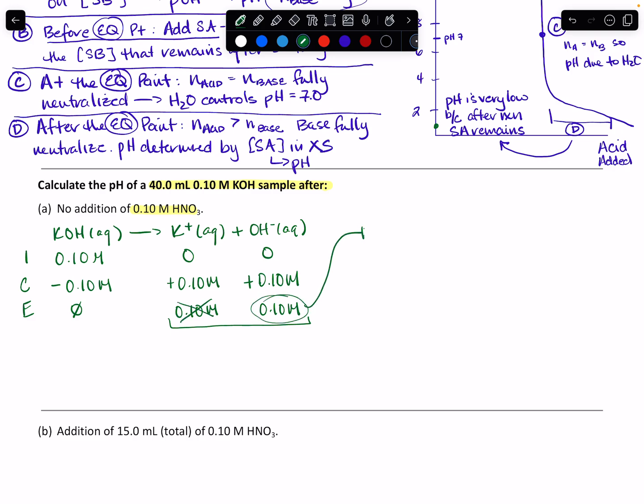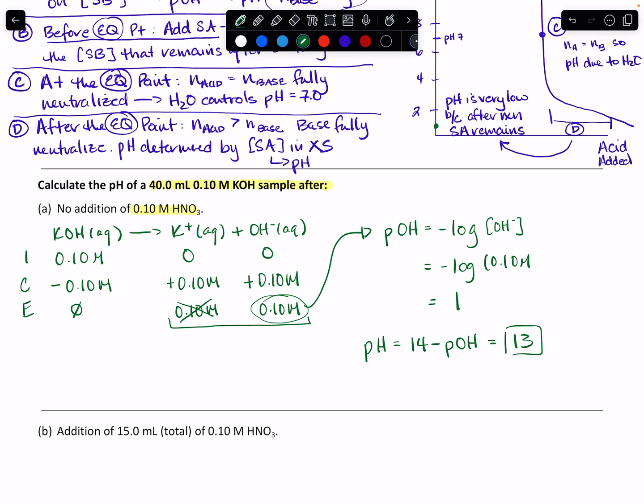All right, so I'm going to take that concentration and I'm going to calculate pOH, which is the negative log of the concentration of hydroxide. So the negative log of 0.10 molar is going to be equal to 1. So the pOH of the solution is 1. But I need the pH, and that's 14 minus that pOH. So 14 minus 1, the pH here is 13. All right, is that reasonable? Yes, because we've got a strong base present. So that is a reasonable value for the pH of a solution with a strong base present.